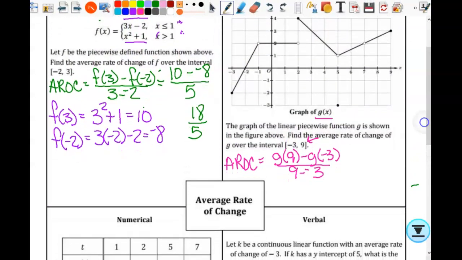Then all I have to do, I don't have to do the work I did over there. What is G of 9? 3. When x is 9, y is 3. 3 minus, it's G of negative 3. Negative 2. So it's minus a negative 2, watch your signs, all over, what's 9 minus a negative 3? 12. Then what's 3 minus a negative 2? 5. So my answer is 5/12. Okay? And the average rate of change we're finding is going from negative 3 to 9. It's just like if I was to connect those two.